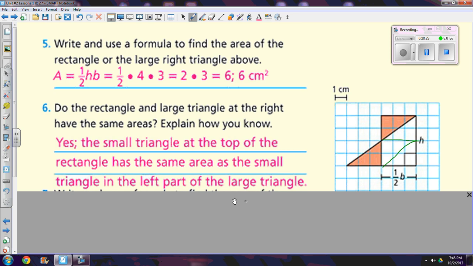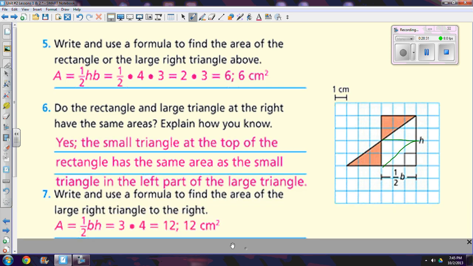All right, let's look at number 7 here. Write and use a formula to find the area of a large right triangle to the right. So here you have the area would be 1/2 base times height, which would equal 3 times 4, which would equal 12 centimeters squared.